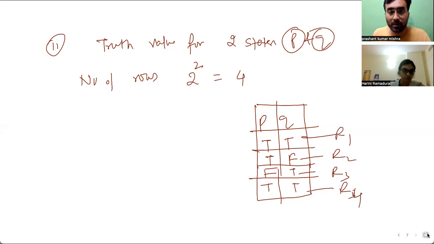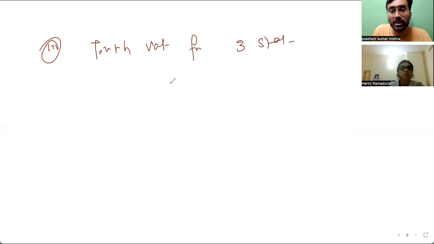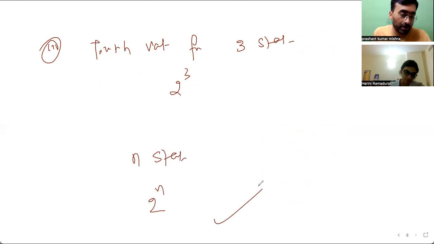Now, the third condition. The truth table for n statements will have 2 raised to n rows. Three statements will have 2 raised to the power 3, and for n statements, 2 raised to the power n rows.